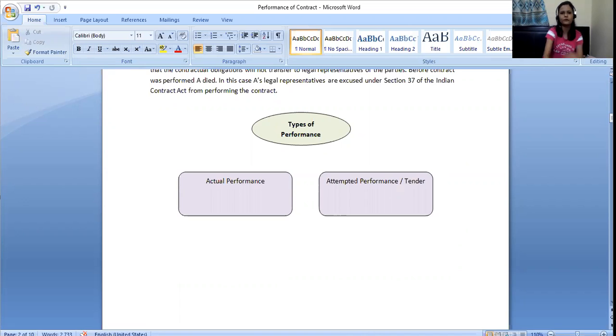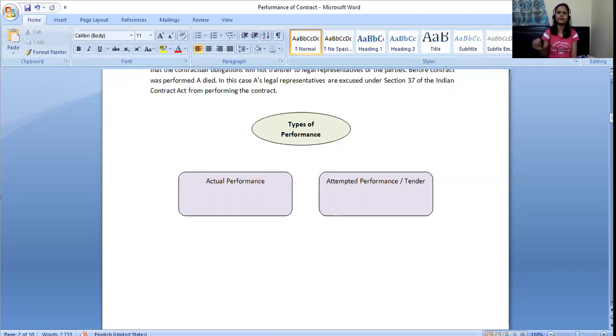What is actual performance? Any idea what is the difference between actual performance and attempted performance? It's very clear from the name itself. Anyone? Ma'am, actual performance means the person has to perform his duties. Yeah, whatever I promised, accordingly only I perform. So actual performance.